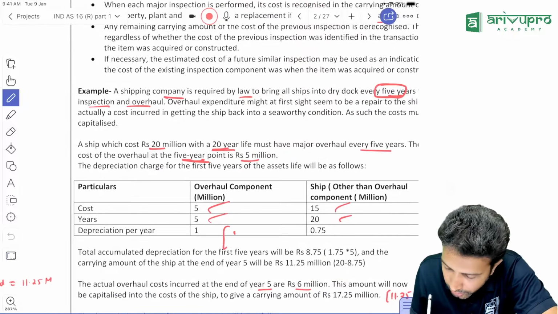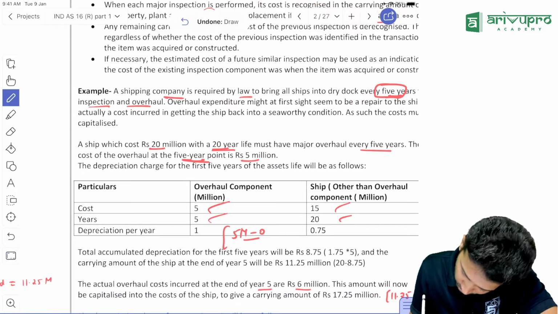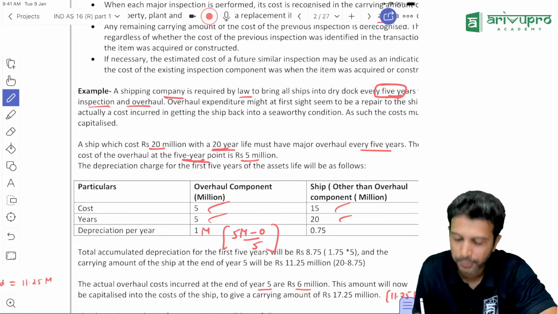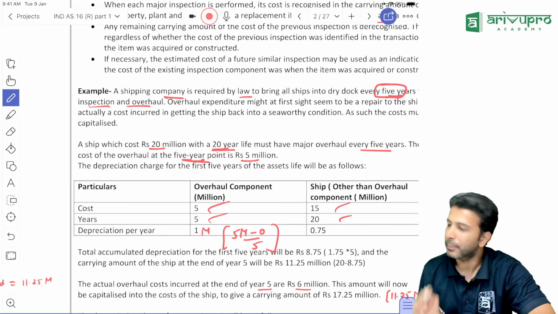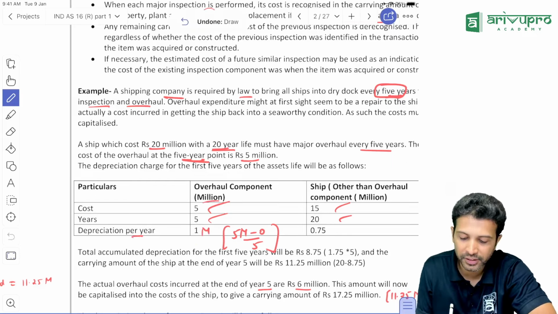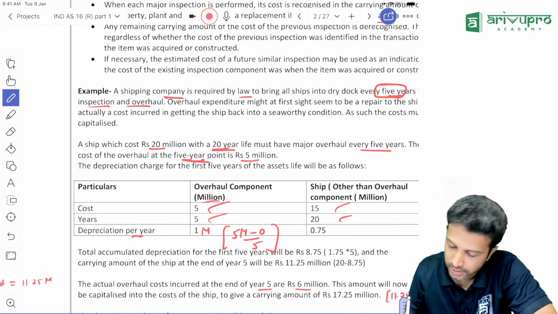You bought the overhaul for 5 million. Overhaul charges will not have any salvage value, so residual value is 0. Divided by useful life, 5 years. If you do it, how much is the depreciation you will get every year? 1 million. All the numbers are calculated in million. So the overhaul charges you will depreciate every year by 1 million. What about the other components?